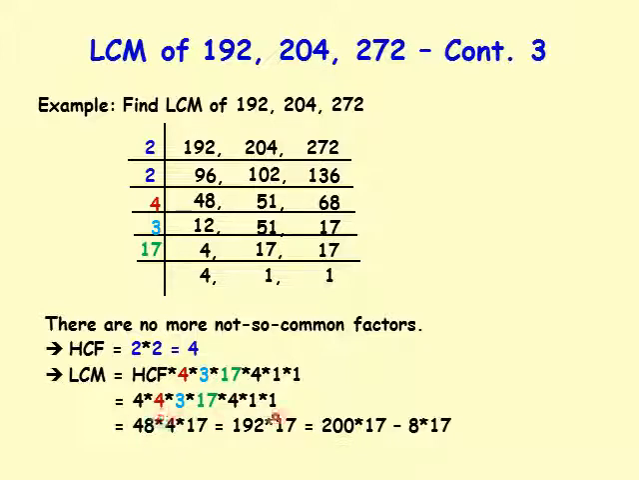48 times 4 is 192, times 17. I split 192 into 200 minus 8, and that's times 17, so it equals 3400 minus 136, and we have done these subtractions before: all from 9, last from 10. 3264 is the answer here. LCM is 3264. Let us continue.